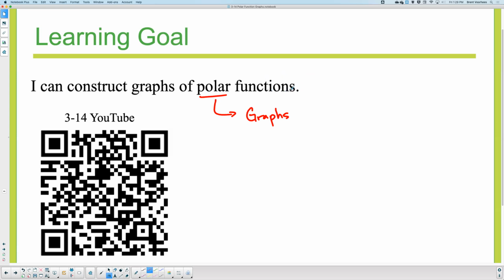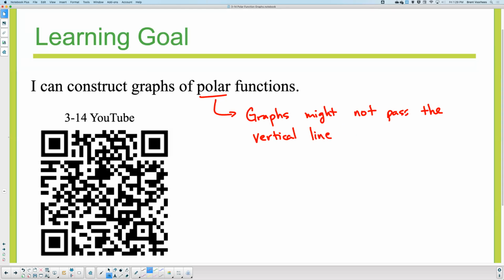A review from Unit 1. What does it mean to be a function? That it can pass something. What can it pass? It'll pass the vertical line test. What we're going to see is that these graphs might not pass. Actually, I'd go further and say they basically won't. Graphs might not pass the vertical line test, but they're still polar functions.